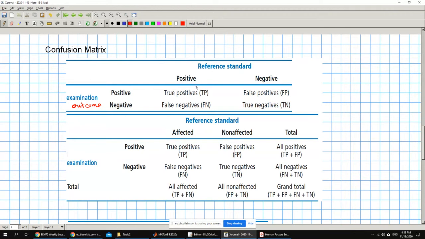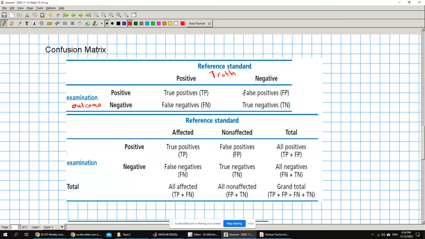The point is, when you do the examination, you don't really know the truth. But if you know the truth, then you have this, it can be either positive or negative. So if you examine the patient and say that the patient is positive while he is positive, then this is true positive. If you examine the patient and say that the patient is negative while he is actually negative, then this is true negative.